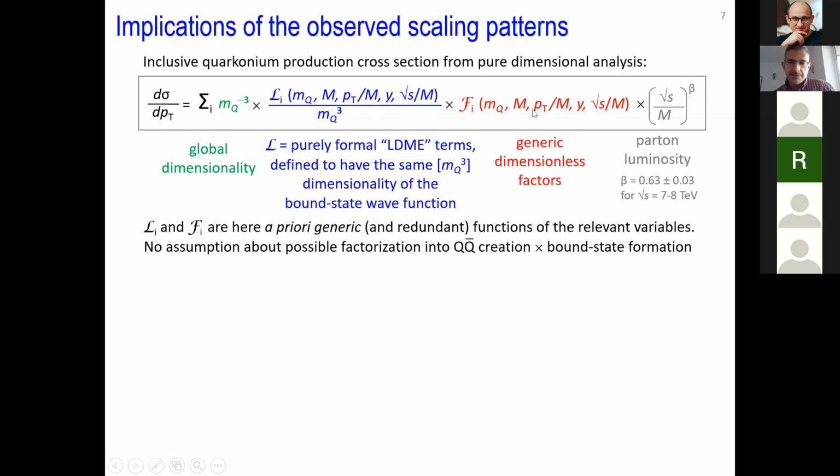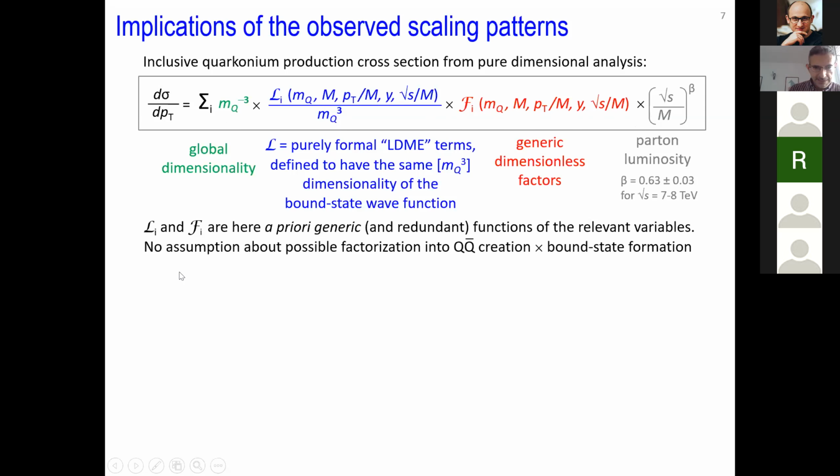These are completely general, but they are written in a way that they resemble the long-distance matrix elements of NRQCD. In fact, L is divided by m to the third, so L has dimension of energy to the third, the dimension of the bound state wave function of S-wave quarkonia. Then we have also the parton luminosity factor that we have seen before, and the global dimensionality factor, mass to the minus 3 again. So for now, this is a completely general function because L and F are completely general functions of all variables.